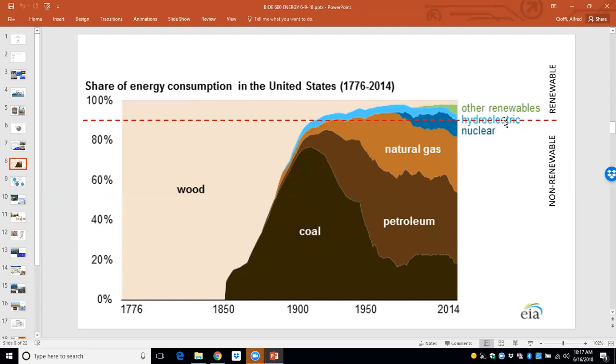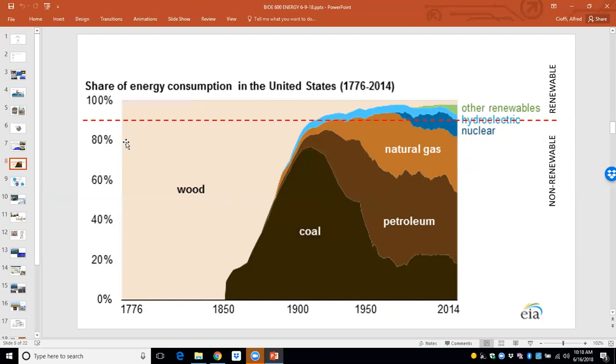To renewable, which would be hydroelectric, which is the main one of the renewables for the United States, and then others. And if we follow this line of demarcation between non-renewables below, which is the major part of the energy source, and the renewables on the top, and we extrapolate it all the way to the y-axis, it comes around 90%. What does this mean?